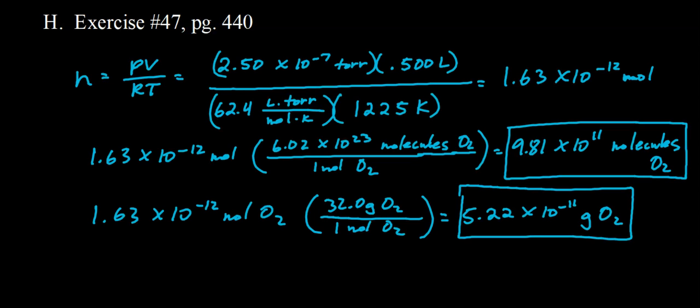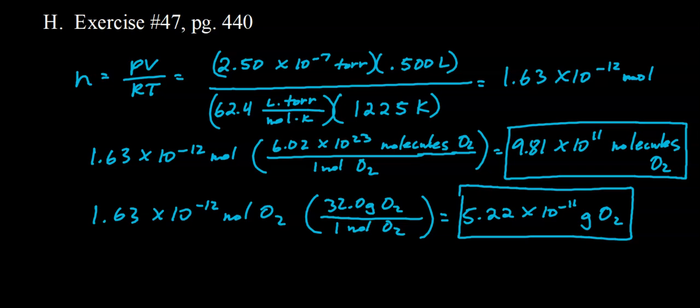All right, so as you notice, we have a little different problem. This time we are given the pressure, the volume, and the temperature of the gas. What we're not given is the amount of the gas, so we're going to solve for moles. I broke this up into two steps, beneficial for this problem, but you can do it all in one shot if you like. So I found moles first, 1.63 times 10 to the negative 12.